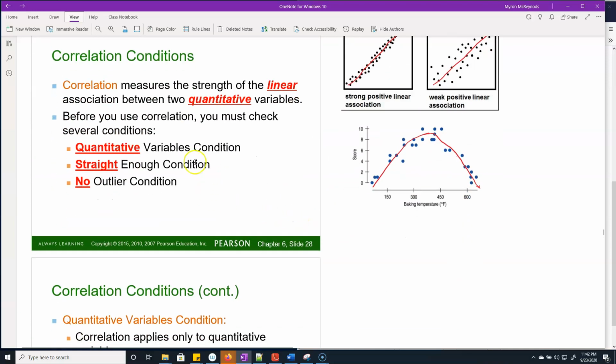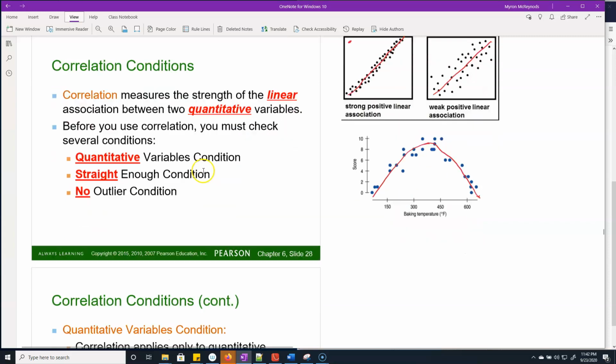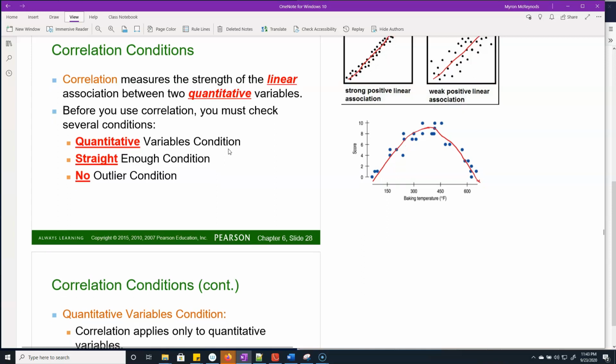So those are the three important things. It's got to be quantitative. It's got to be straight. Well, straight enough, as in you could draw a line through it like that. See, that's not super straight, but it's straight enough where I could draw a line through it. It's a little distance on both sides, but you can draw a line through it and it kind of makes sense. And no crazy outliers or anything. Definitely no curvature like this.